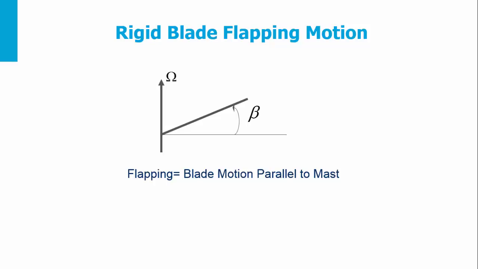If I define flapping as the blade motion parallel to the mast, you would see that there will be a kind of steady flapping angle that we will learn later is called the coning angle, which is between 3 and 8 degrees. In this way, allowing the blades to move freely up and down and introducing the flapping hinge, we can counteract the inequality of the lift.